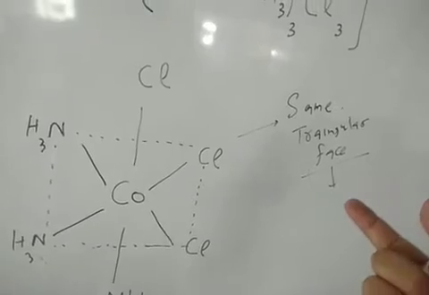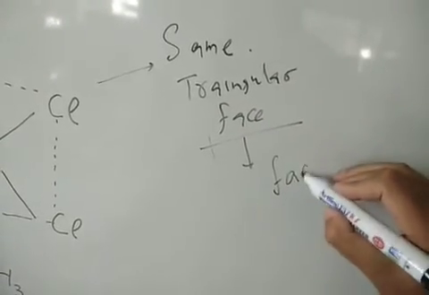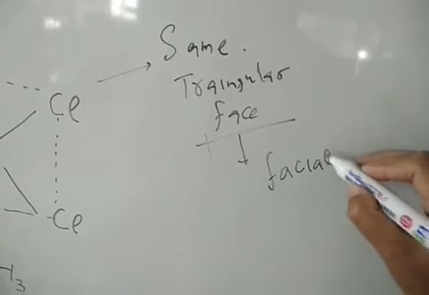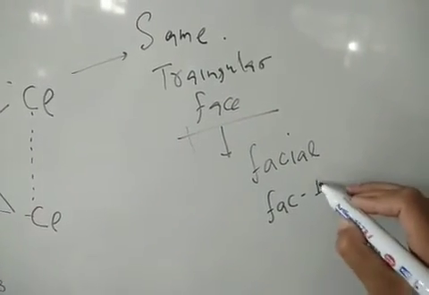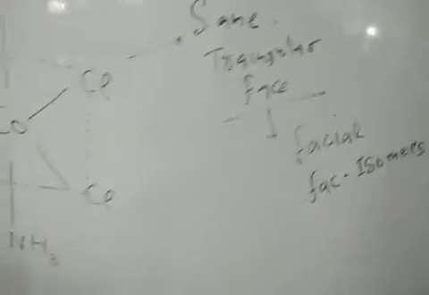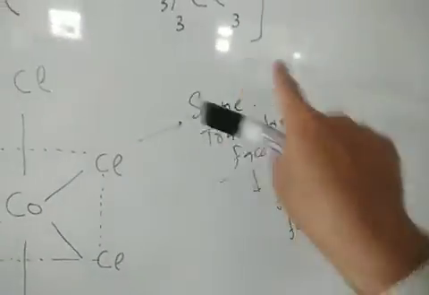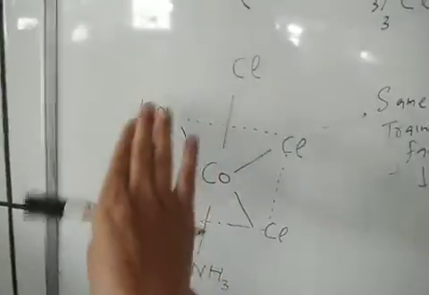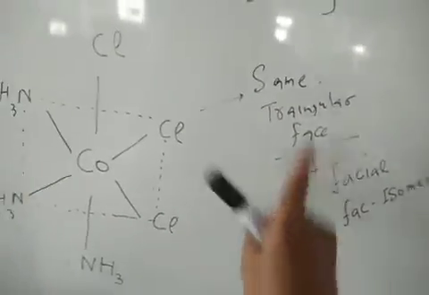It's called as a facial isomer. Facial, or it's called as a FAC isomer. It's a geometrical isomer instead of cis. In case of Ma3B3 complex, we use the term it's a facial isomer. So they are basically the similar ligands. They are occupying the same triangular faces of the octahedral complex. It's called a facial isomer.